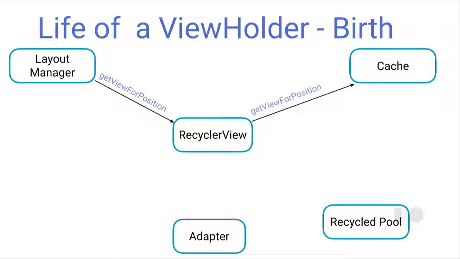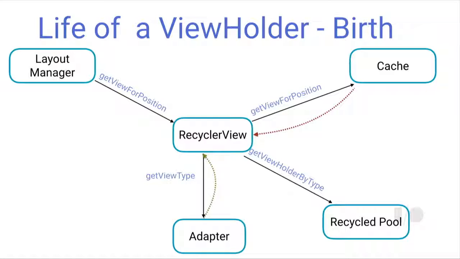RecyclerView checks the cache. Because we cache the views now, if we already have it in the cache, we will return it to the layout manager. If we didn't have it, the cache said no, RecyclerView will ask the adapter, okay, what is the type of this view? The adapter returns it. Then we go check the pool. This might be a shared pool. This might be the only pool used by this RecyclerView. Do we have a view holder for this view type? If it says no, we tell the adapter to create one. So this is when we actually create a view holder.